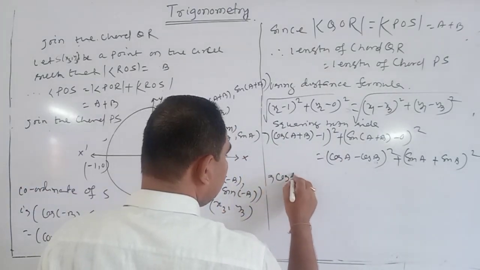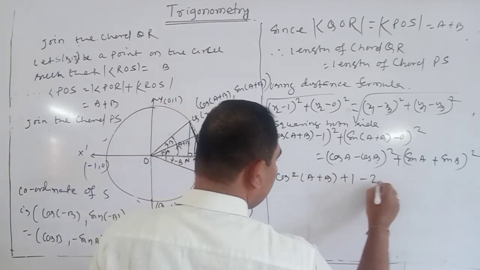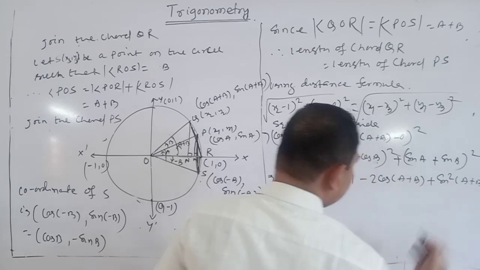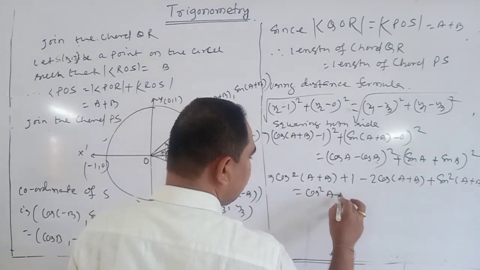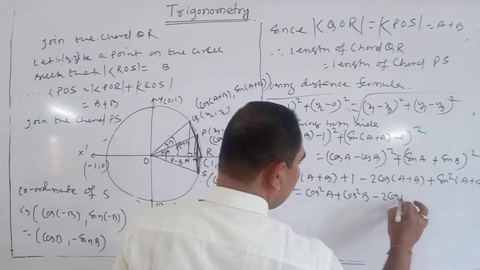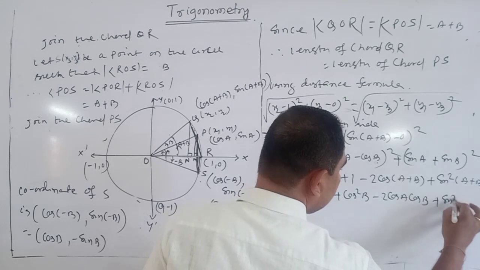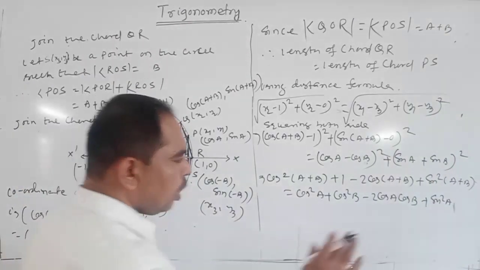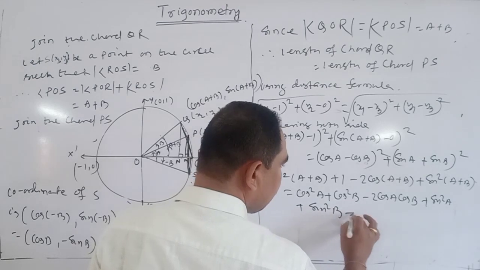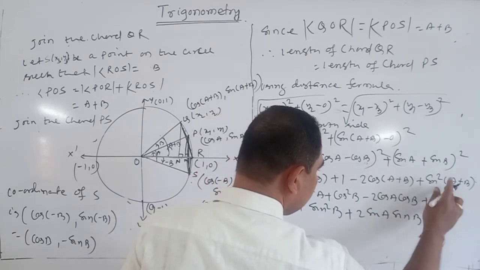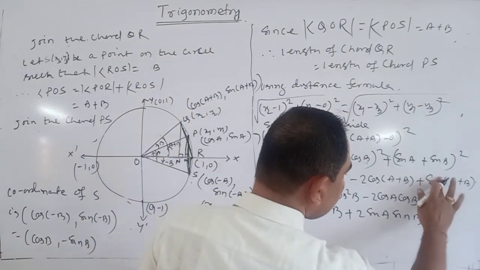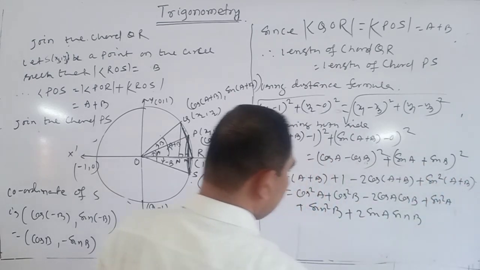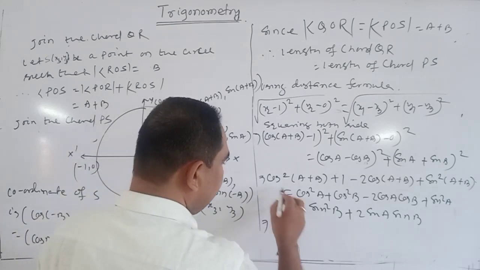So this is cos square a plus b plus 1 minus 2 cos a plus b, and this is sin square a plus b, is equal to cos square a plus cos square b minus 2 cos a into cos b plus sin square a plus sin square b plus 2 sin a into sin b, okay.